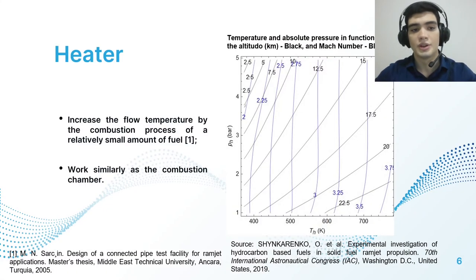The main function of the heater is to increase the flow temperature by the combustion process of a relatively small amount of fuel, and it works similarly as a combustion chamber. In the image, there is a graphic that shows the needed temperature after the heater for a given Mach number and absolute pressure.